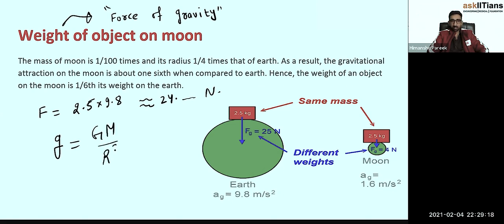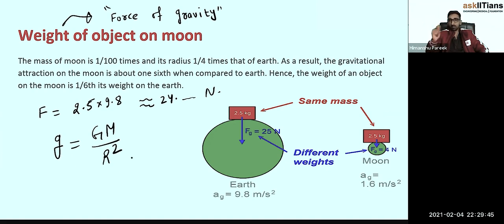It was GM by R square. Put the mass of that planet, put the radius of that planet, you'll get the answer. When you do this, what will you be getting? You will be getting the gravity on the surface of that planet. To calculate the weight, just multiply with the mass there. Mass multiplied by gravity is the force, and that is the weight of the object.